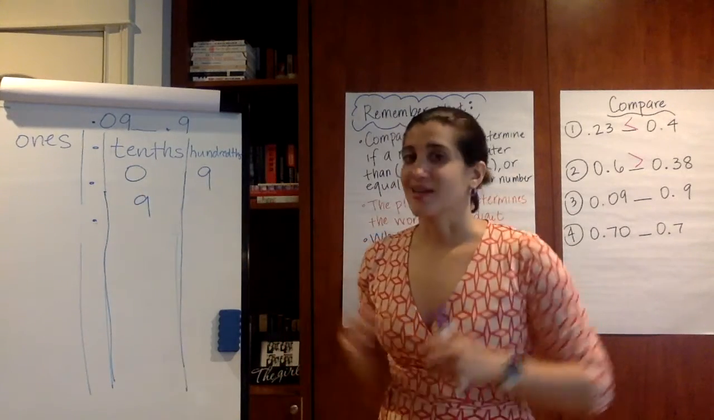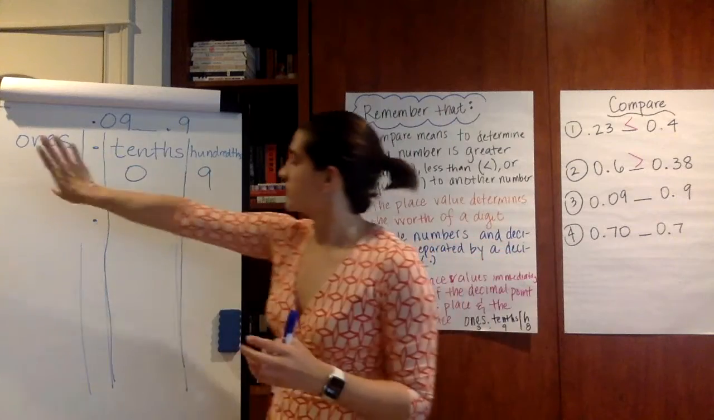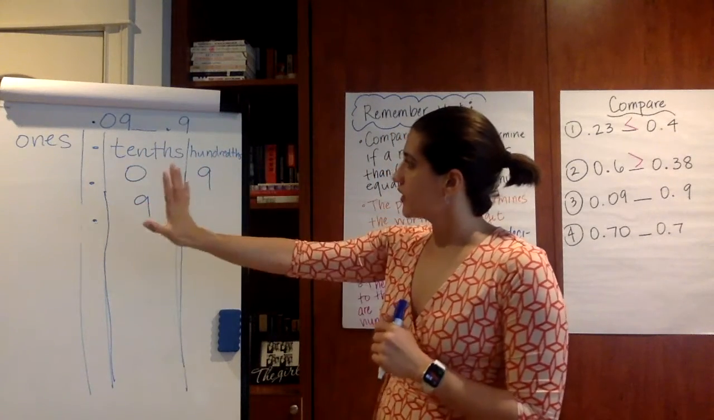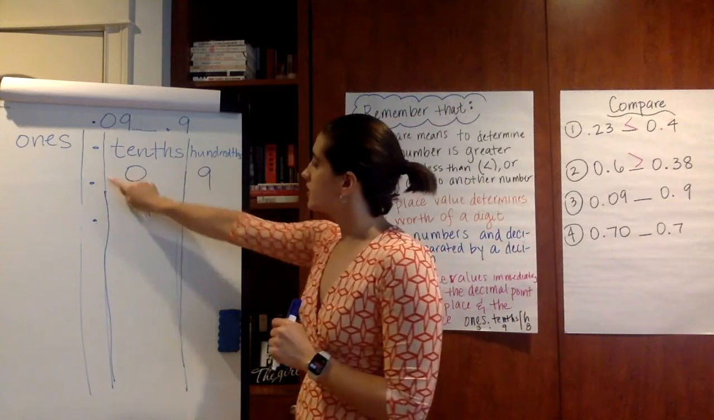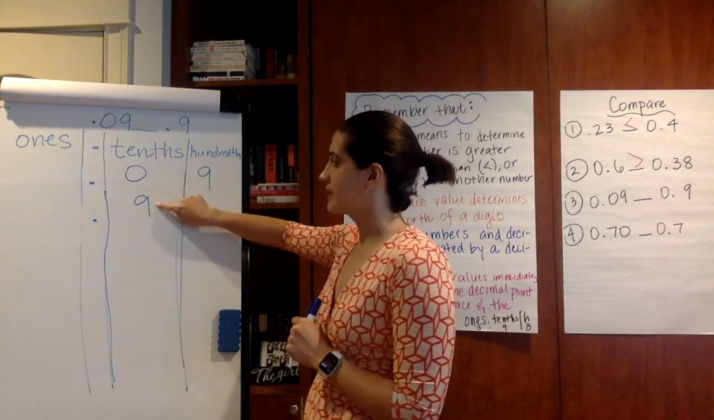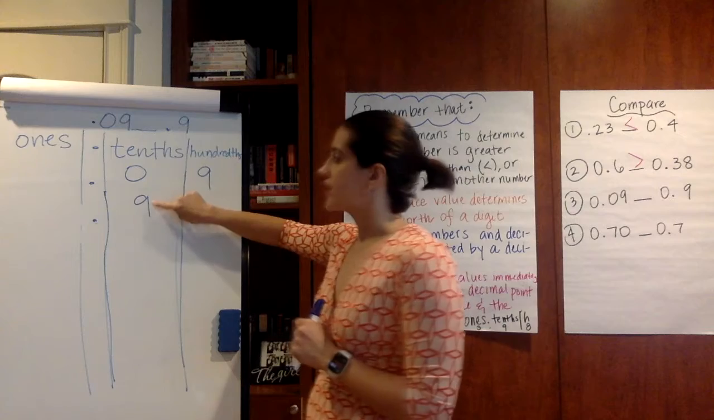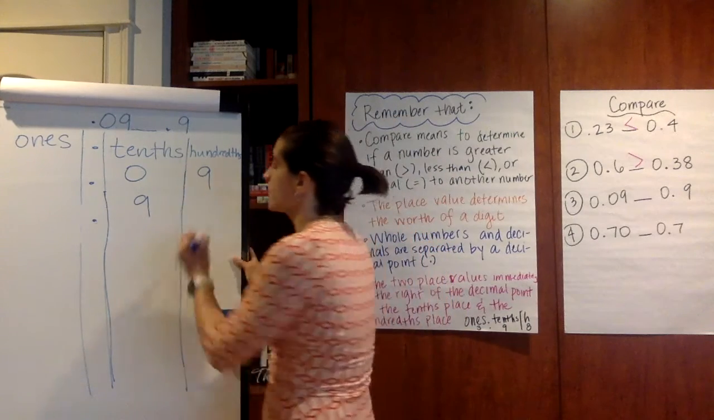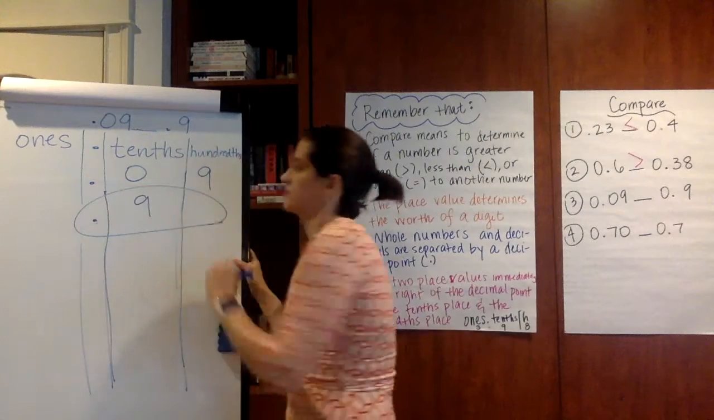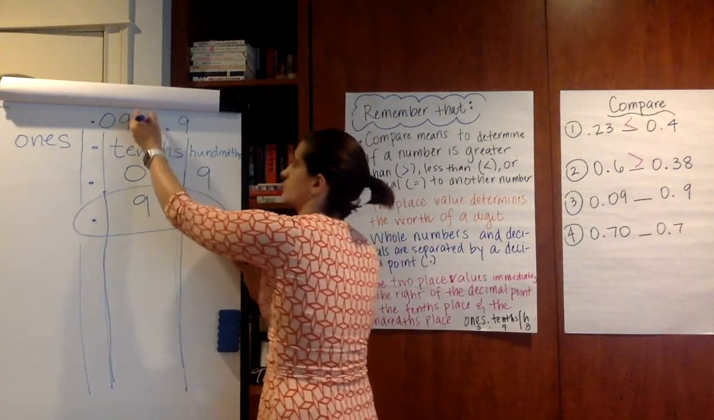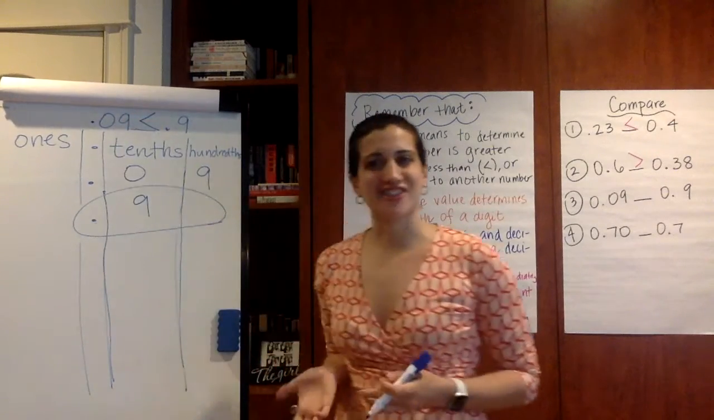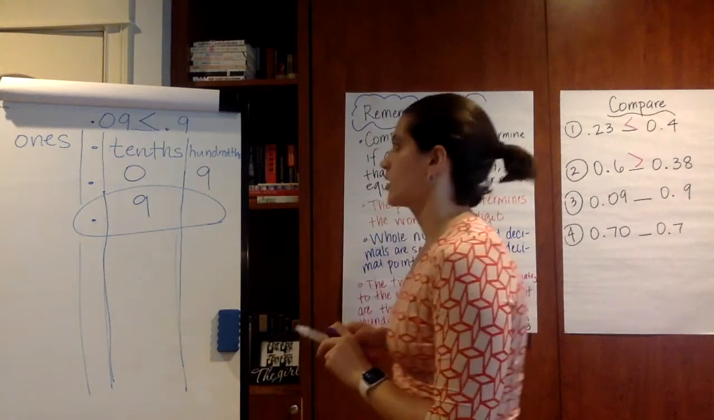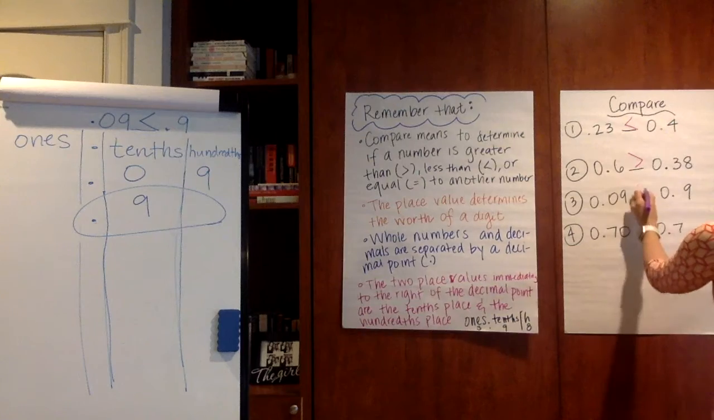I should remember, I start left to right to compare numbers because the farther left, the more it's worth. I have 0 in the tenths place here and 9 in the tenths place here. 9 is bigger than 0. Therefore, I know 9 tenths is bigger than 9 hundredths, or 9 hundredths is less than 9 tenths. So we've done the third one.